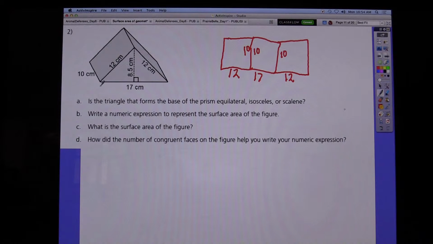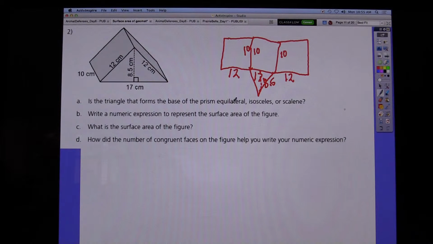Now here we have this isosceles triangle, and I'm going to put that triangle this way. And I know that the base is 17 because it says it's 17 here. And I'm interested in the height because our formula for finding the surface area of a triangle does require that we know the height. And it says it's 8.5 centimeters here. So I'm going to go ahead and put a little dotted line and then 8.5 centimeters.